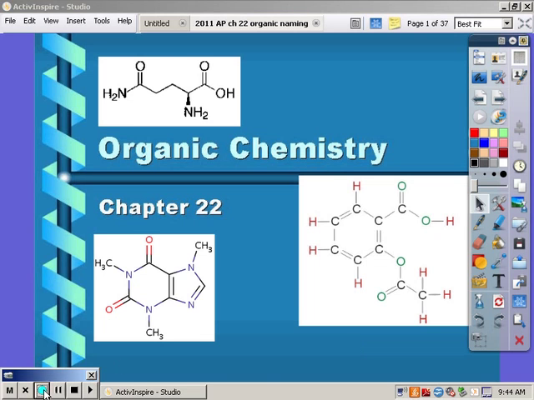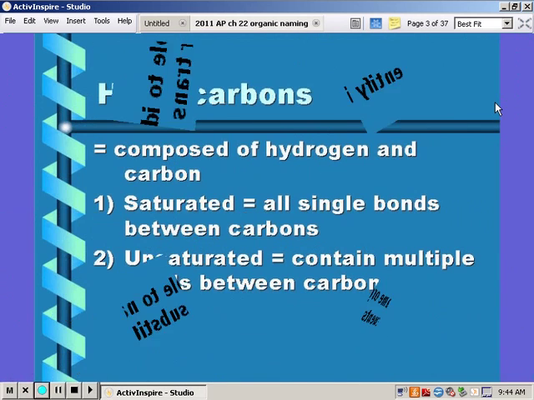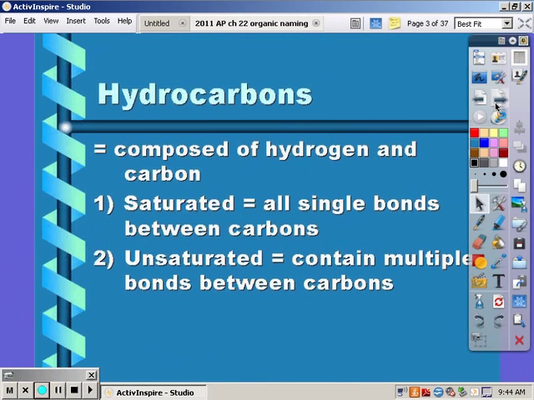Organic chemistry is the study of carbon-containing compounds. A hydrocarbon is composed of hydrogen and carbon. If it's saturated, it contains only single bonds between the carbons, while if it's unsaturated, it contains multiple bonds, such as double or triple bonds between the carbons.